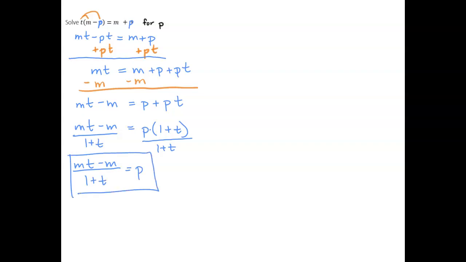Note that if you had decided to move your p's to the left, your answer would be similar but not quite the same. The mt would be negative and the m would be positive. And on the bottom, the 1 and the t would both be negative. So all signs switch. And it's really easy to check yourself because all you would have to do is multiply top and bottom by -1 and make sure that that gives you something if you're looking at an answer and it seems a little different.